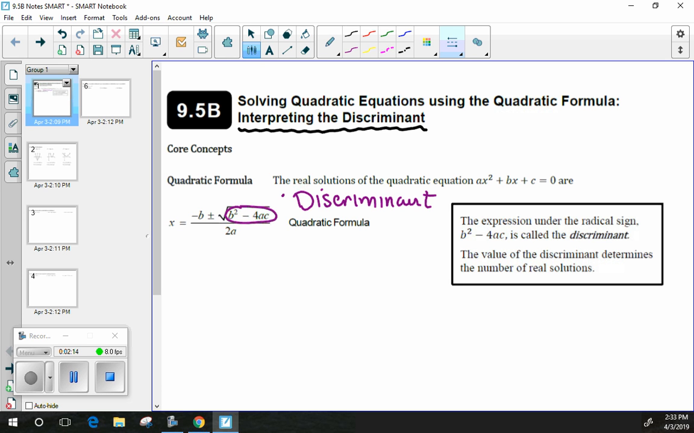Okay, so that's that part right there. And that expression under the radical sign, that b squared minus 4ac, is what really determines how many solutions our quadratic is going to have. And sometimes that's all the information we need. Okay? And the reason why that determines how many solutions it has is precisely because it's inside the radical.